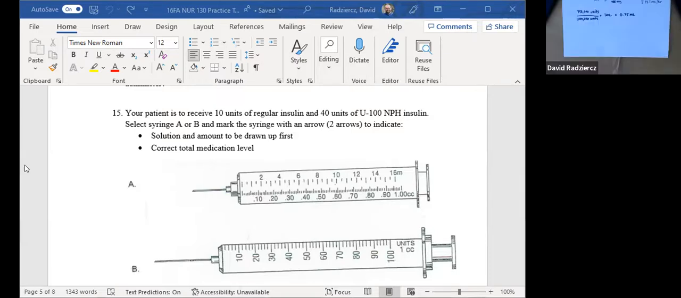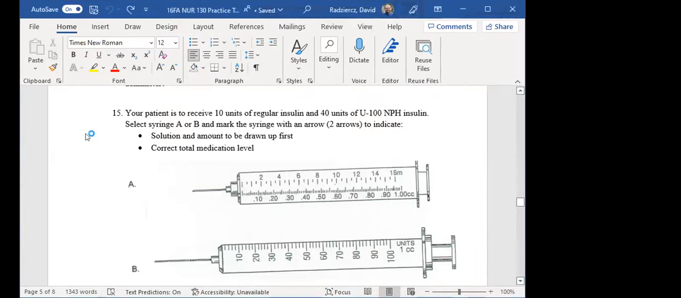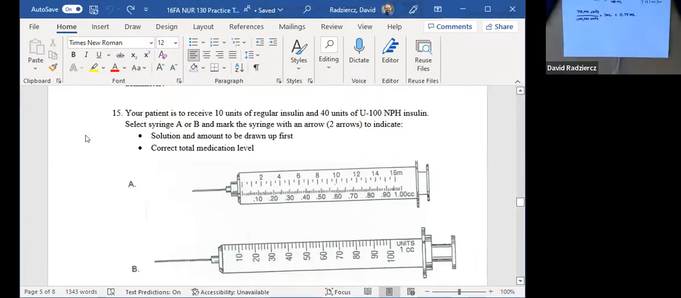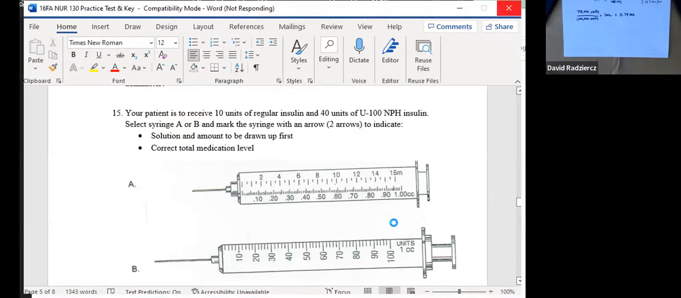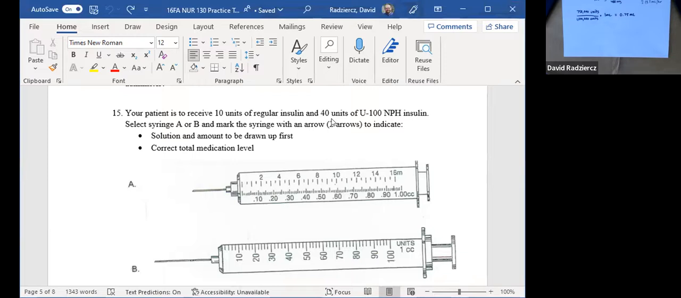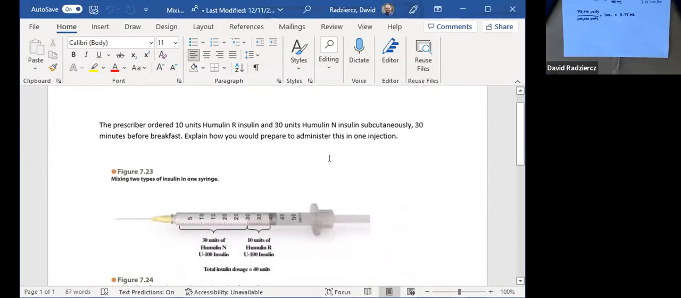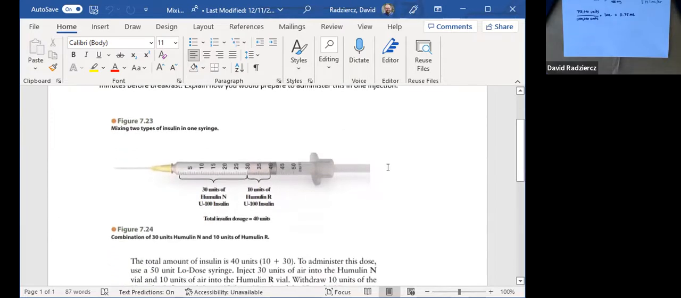So I'm going to show you, this is from one of the textbooks that we use for identifying and reviewing. Let me just see here. Hold on, it's loading up. On how to do this, the insulin syringes, because they're a little bit confusing. So this is a similar example where they tell you 10 units regular, 30 units of Humulin N, and then your example was NPH and it was 40 units, and it says to mark the syringe.